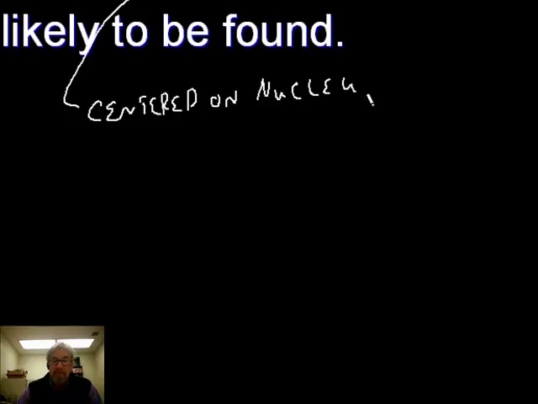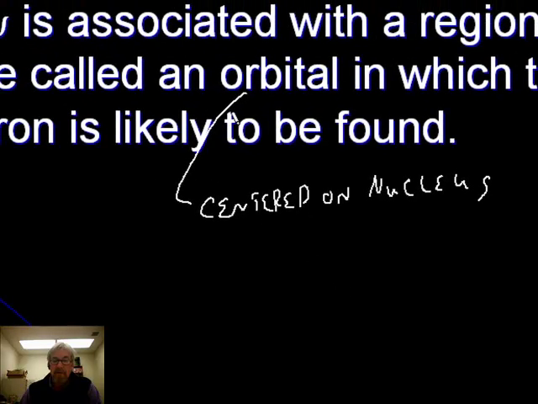And it's all about likelihood. It's about probability. Where are you likely to find the electron, not where is it for sure going to be at any given time. Because you can't know that. Werner Heisenberg's uncertainty principle says you're never going to be able to do that.